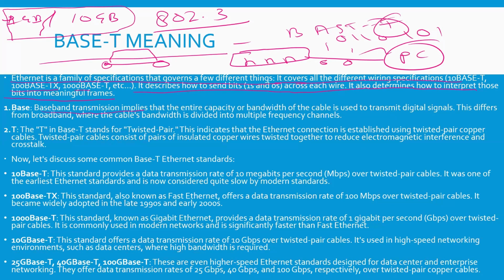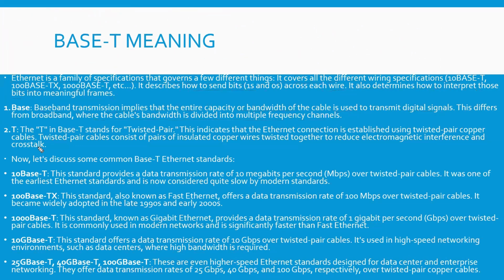Okay, sorry, there was an interruption. Baseband implies that the entire capacity of the cable is used to transmit digital signals. The difference from broadband is that there the cable's bandwidth is divided into multiple frequency channels. So you can have 1 GB, 100 MB, 10 MB, and the 1 MB we used to have. These are all Base T standards: speeds, and how your 0s and 1s will travel over the medium. That is what a Base T standard is.